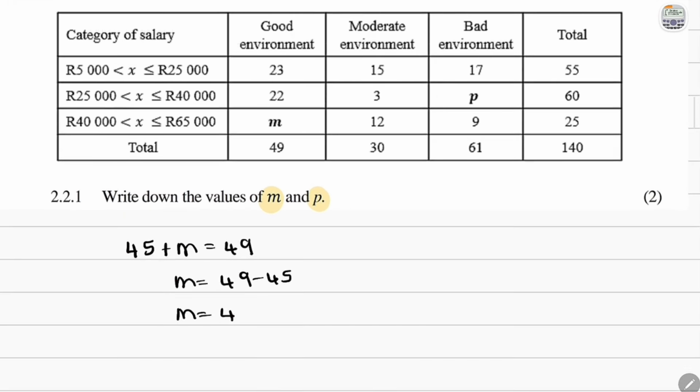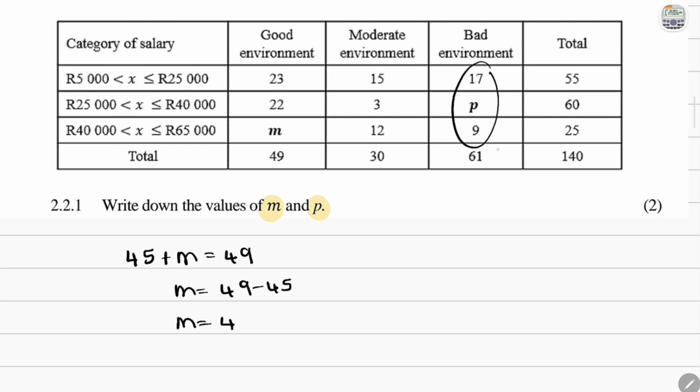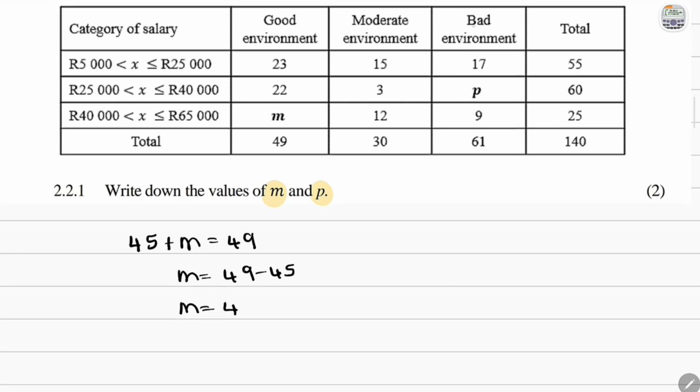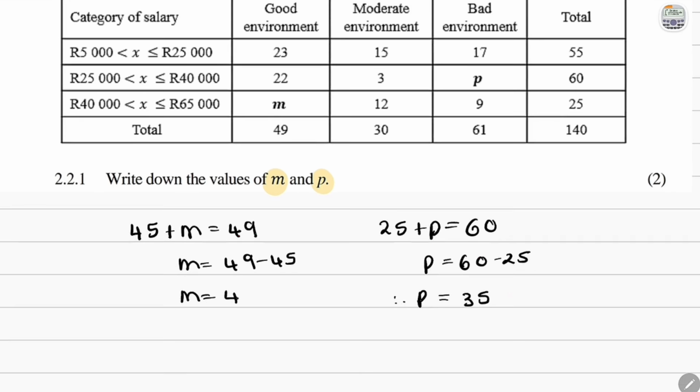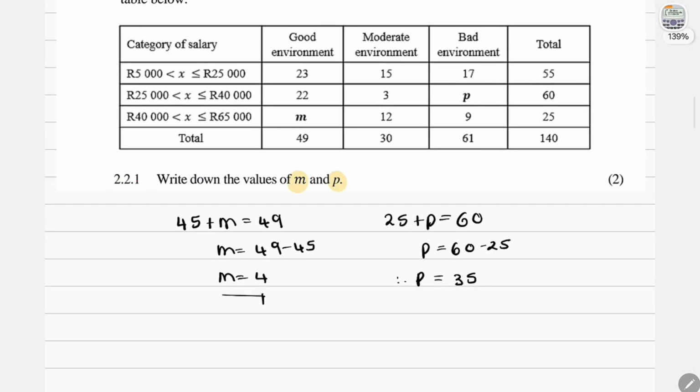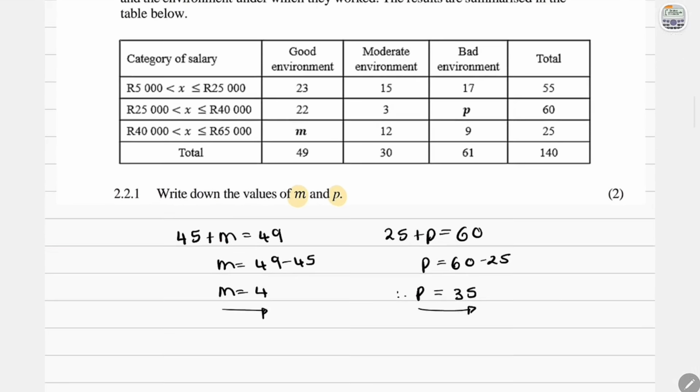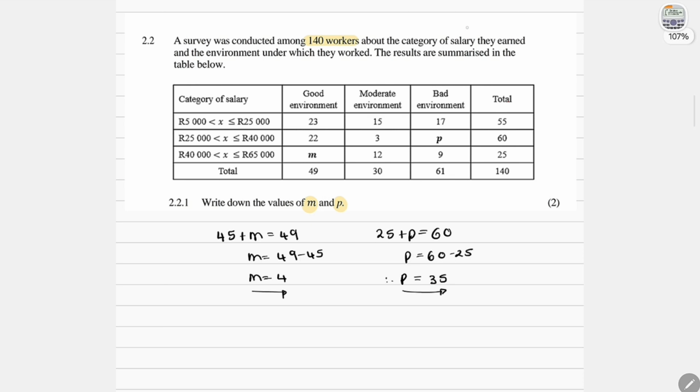And let's find P. How can we add P? We can add like this and say it's equal to that. We could also add like this and say it's equal to that. So let's just add this way. I'll say 22 plus 3 is 25, plus P equals 60. And so P is equal to 60 minus 25. So finally, P is equal to 35. And there we go. Those are the two values that we have: M equals 4, P equals 35. Moving on to the next question.